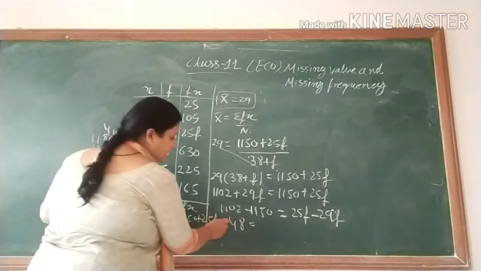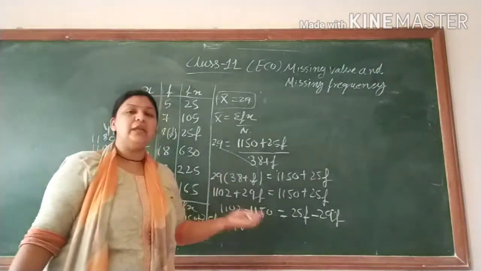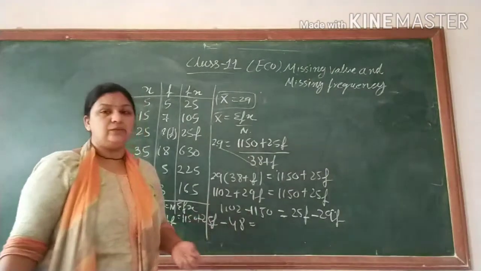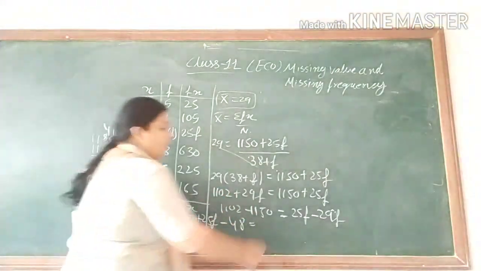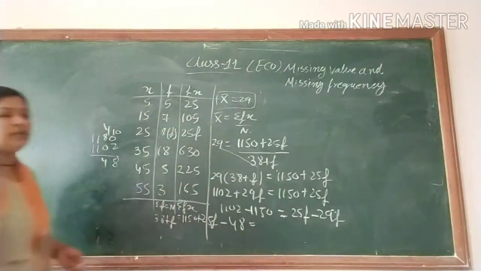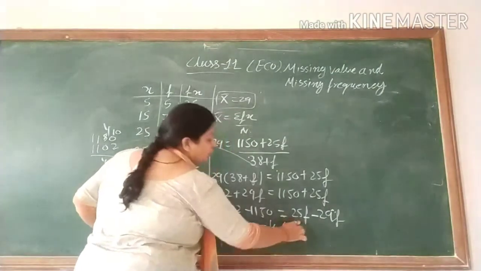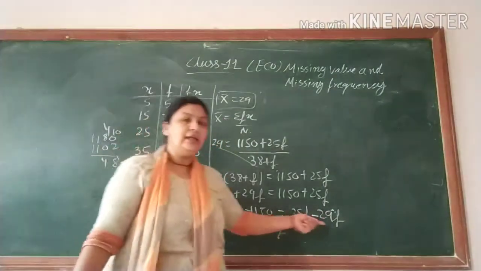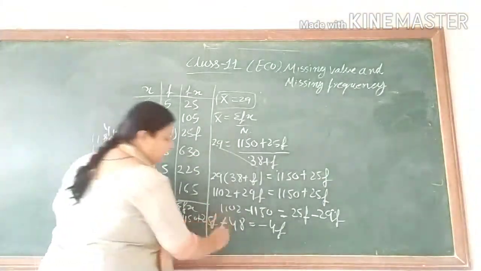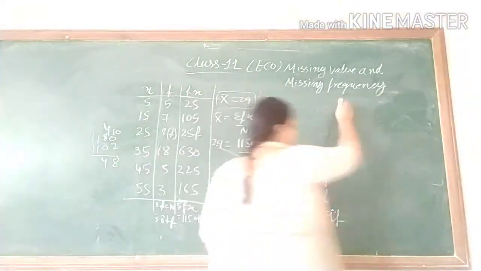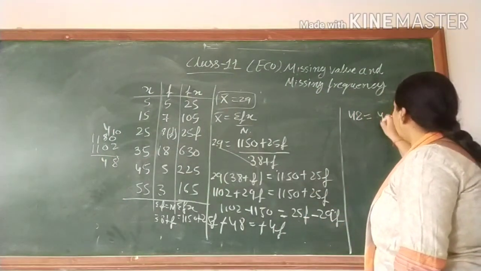Now 25 minus 29. This is minus 48. Why? Bigger side is here. 1150 is bigger than 1102. Fine. So जो जिसकी बड़ी साइड होगी वो उसकी साइन के साथ आएगा. Now 25 minus 29. It becomes 4, but minus 4. Why minus? Because 25 is smaller than 29. जिसका जो बड़ा numerical होता है उसका साइन लगता है. Fine. Then minus minus cut. So what we get? 48 equal to 4f.